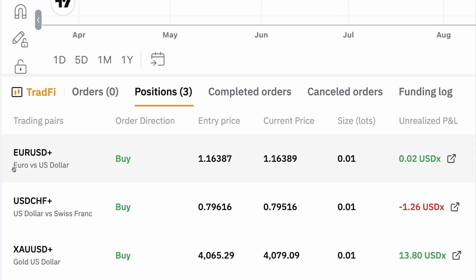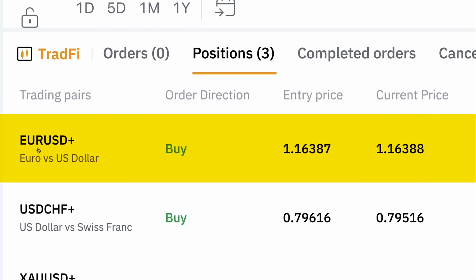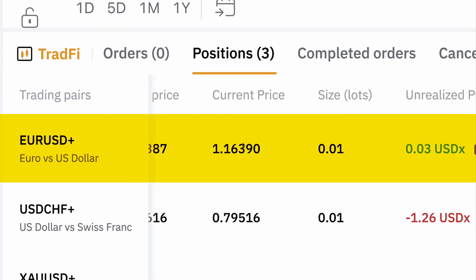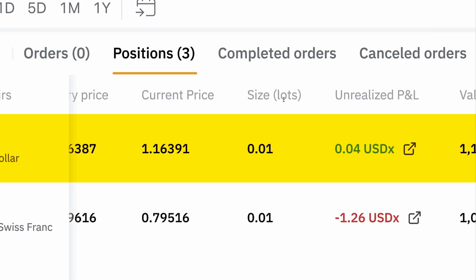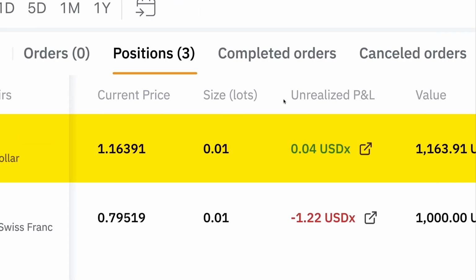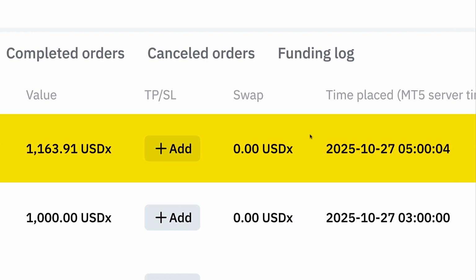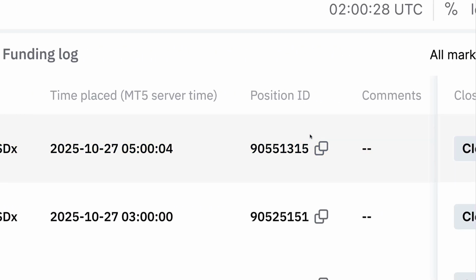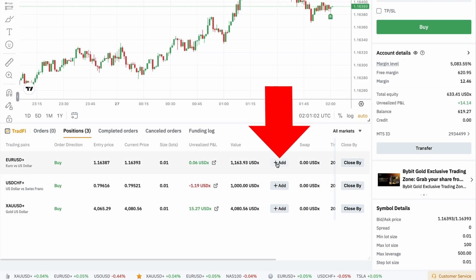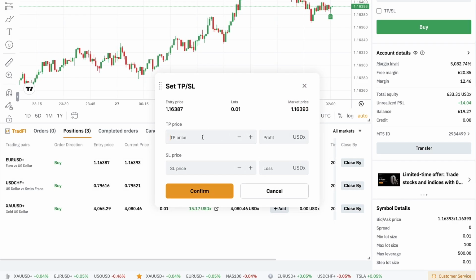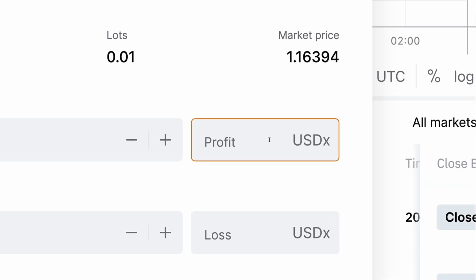So you notice here the trade has gone right here, euro versus US dollar. Here we can see the entry price, the current price, the size of the trade, unrealized profit and loss, the value of the trade and the other details. When your trade is open, you can also add profit and loss by clicking here add, and then again the same process right here. You can add them for specific price or at the specific profit in dollars.